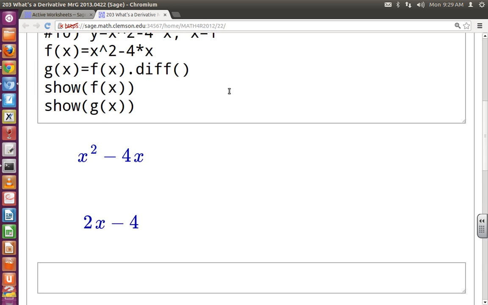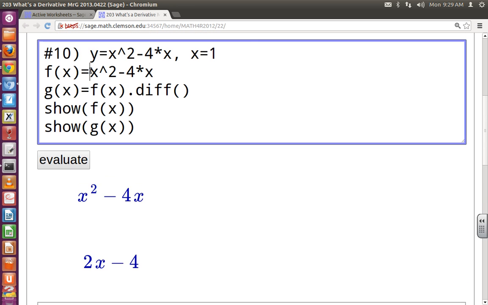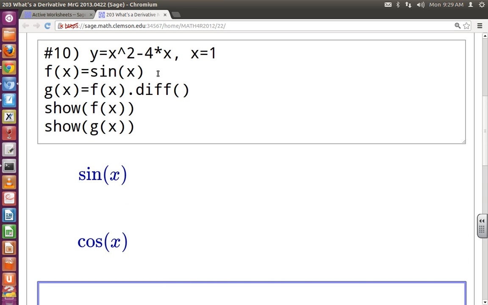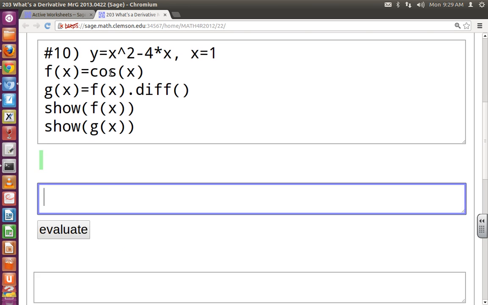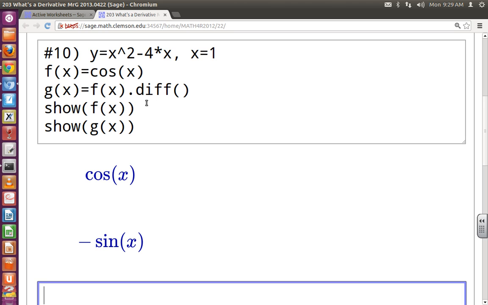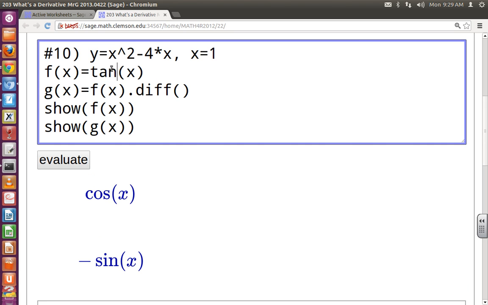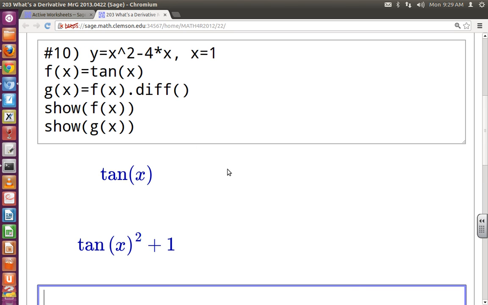So why? What does that mean? Well, because I can now change it to whatever I want. What if I make it sine? The derivative of the sine is the cosine. What if I make it cosine? The derivative of the cosine is negative sine. What if I make it tangent? The derivative of the tangent is tan squared plus 1. Amazing. Okay? You can put anything you want here.